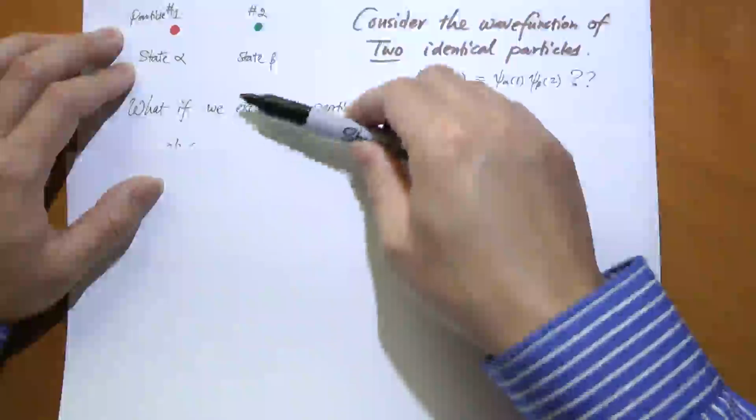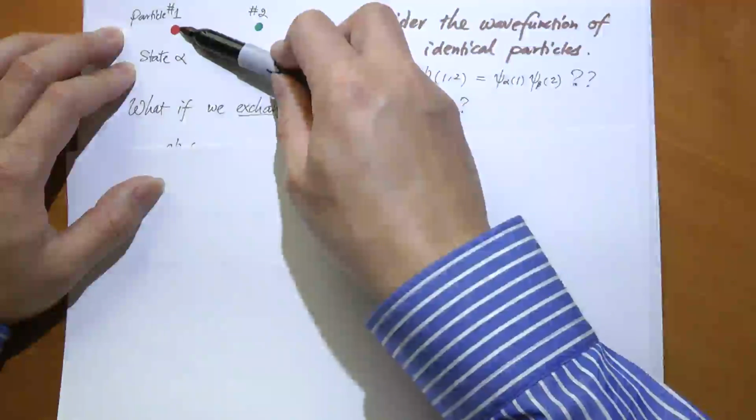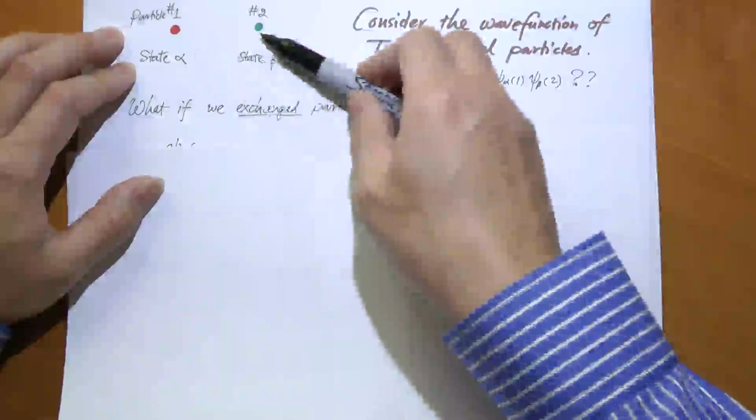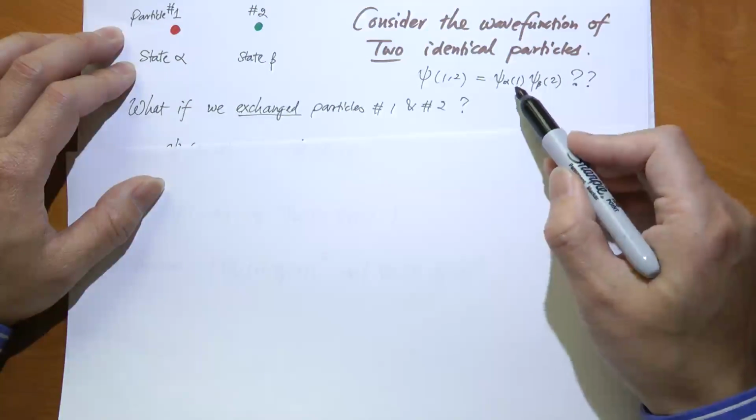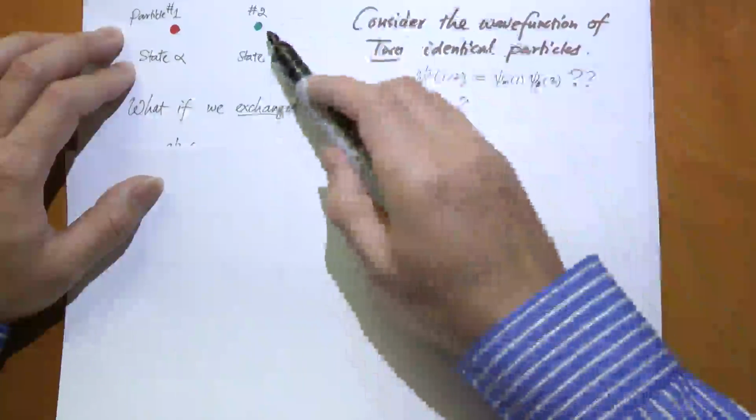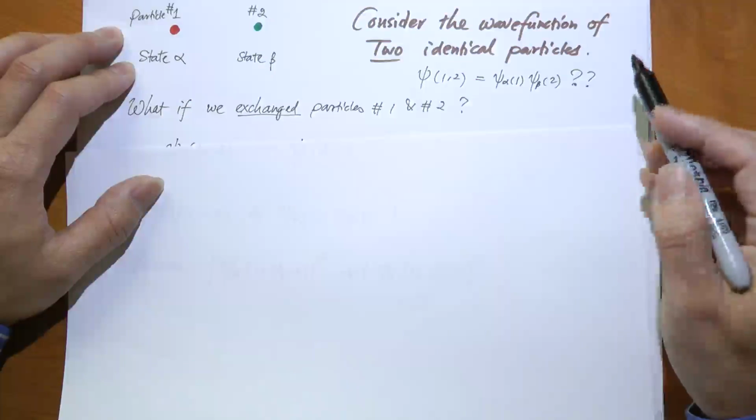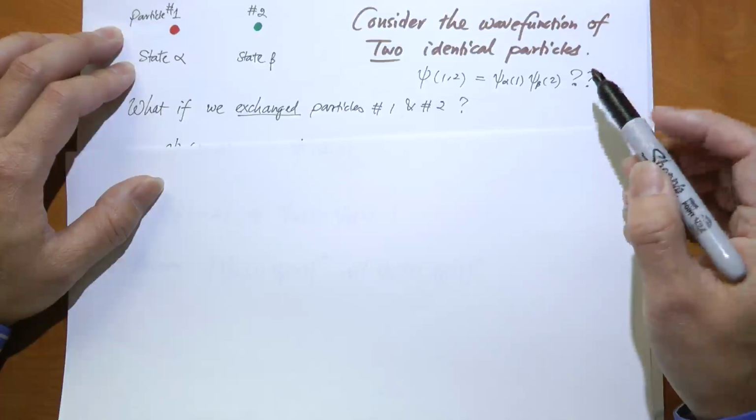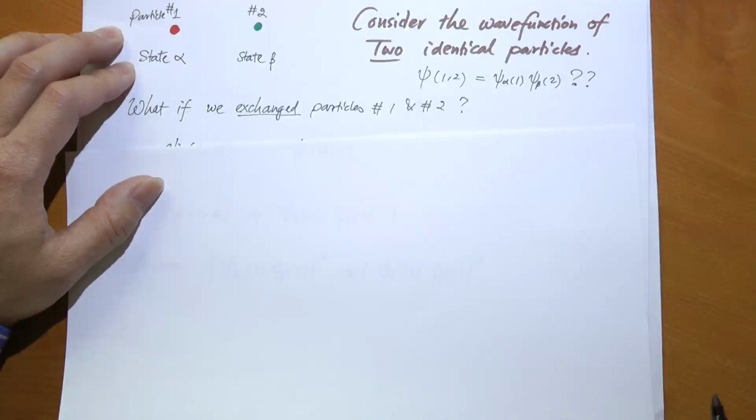Now, what if we exchanged the two particles? The green particle goes to state alpha, and the red particle goes to state beta. Then of course, I have to rewrite it. This becomes psi alpha 2 and psi beta 1, because state beta is now occupied by particle 1, not particle 2. The wave function will be different because you exchange 1 and 2. Is that reasonable?